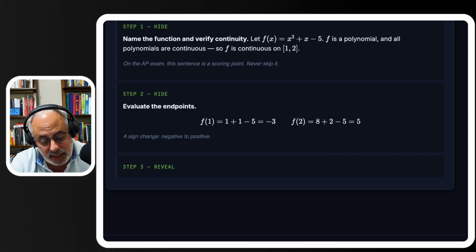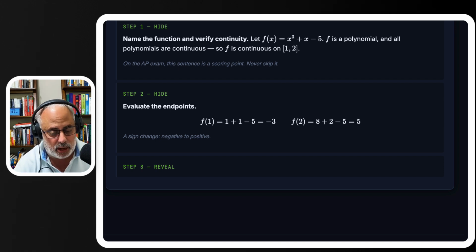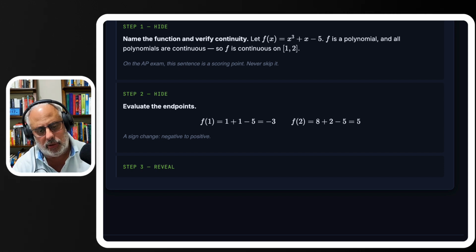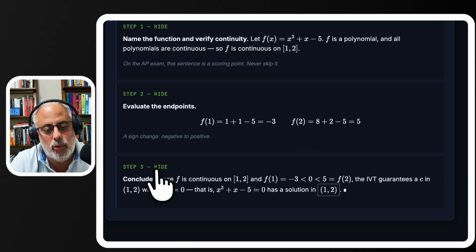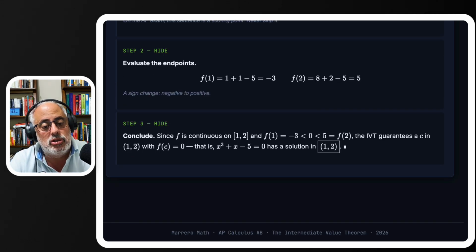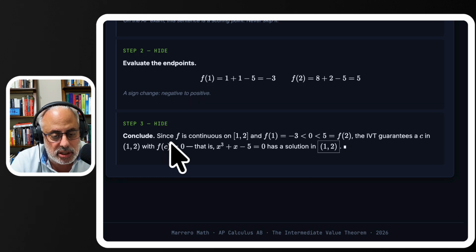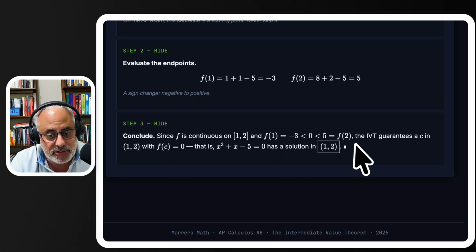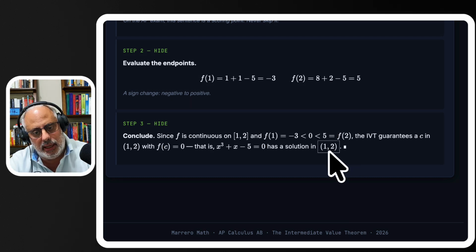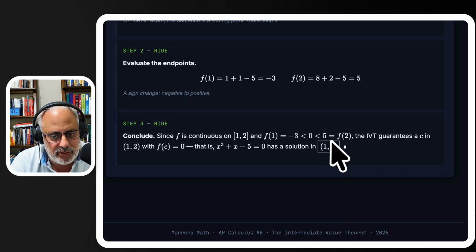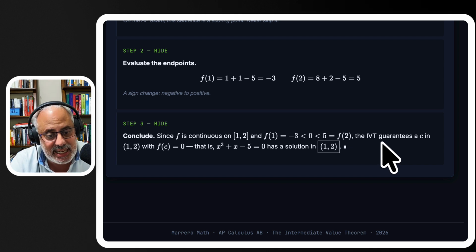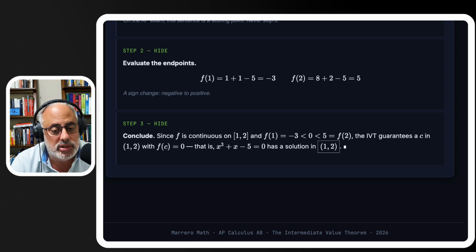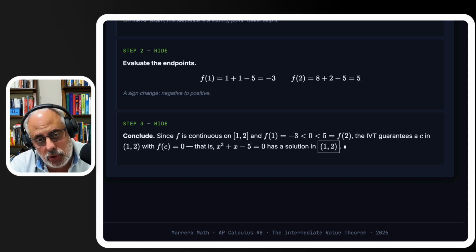So we have a sign change here, going from -3 to 5. So we can guarantee now that at some point that polynomial will be intersecting the x-axis. It will have an x-intercept. It will have a solution. Here you have the explanation. Since f is continuous on [1, 2], and f(1) is -3, and f(2) is 5, and -3 is less than 0, less than 5, the IVT guarantees a c in that open interval (1, 2) where the function will be equal to 0. So at least one solution on that interval.